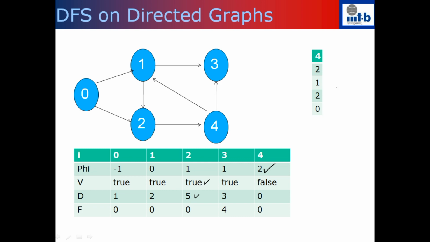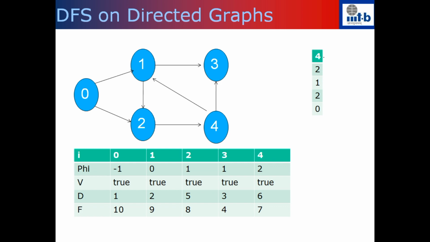So now on the top of the stack, what I have is 4. I pop 4 out. When I pop 4 out, I'm going to set the v value to be true, and I'm also going to set the d to be the next integer, which is 5. Now once I pop this out and set these values, I push it back and then look at all the adjacent vertices of 4, 1 and 3.